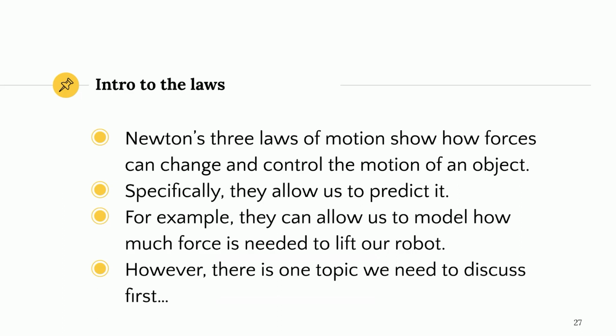So in this case, like I said earlier, we want to control motion. And the way we do that is with acceleration. But in order to cause acceleration, we have to cause forces. Now, we use Newton's 3 laws of motion in order to figure out the rules of how motion works with forces. How does force relate to the motion? So in this example, they can allow us to model how much force is needed to lift our robot. This is a very important question. If we're making a lift for our robot, we need to know how much force is necessary to make it so our robot moves up. Also, we have to make sure how much force is necessary to make sure the robot moves up at the correct speed.